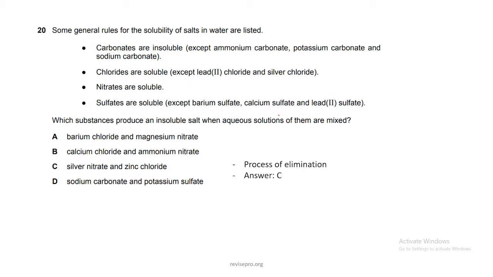So this is actually a matter of elimination. All you have to do is switch the anions and cations. So option A would result in barium nitrate and magnesium chloride. So you should check if these two salts are soluble or insoluble. So through the process of elimination, you see that option C will result in silver chloride, which is an insoluble chloride. The question asks which substances produce an insoluble salt. You know your answer has to be C.